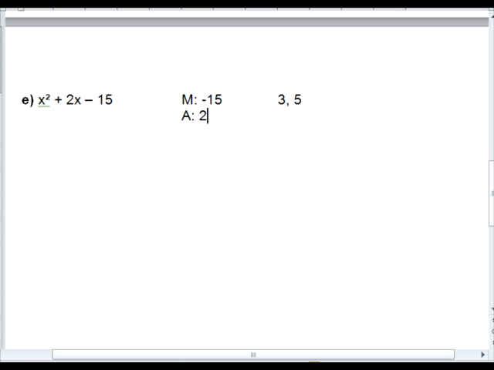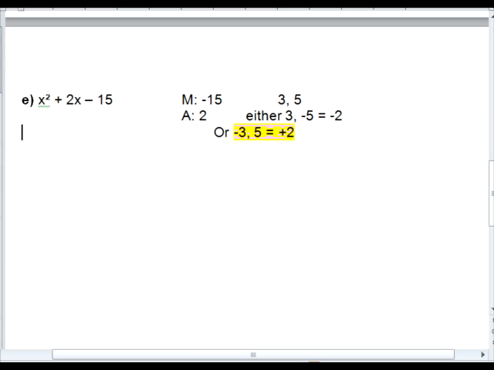I either have 3 and negative 5, or negative 3 and 5. Now this one, when I add them together, when I do 3 minus 5, it's going to be negative 2, so that's out. I'm going to use negative 3 and 5, and that's going to be positive 2. This will actually satisfy the m and the a part, so that's the numbers I'm going to use.